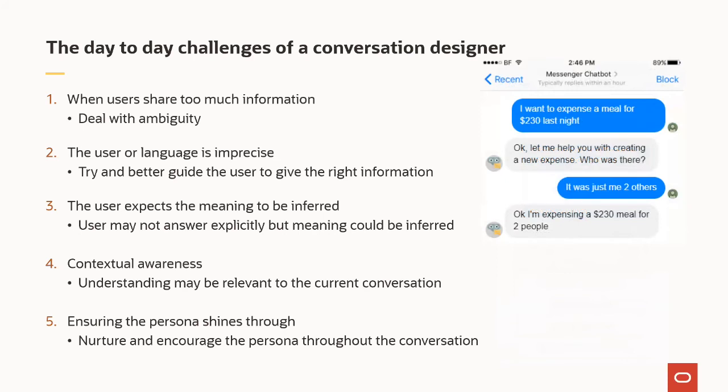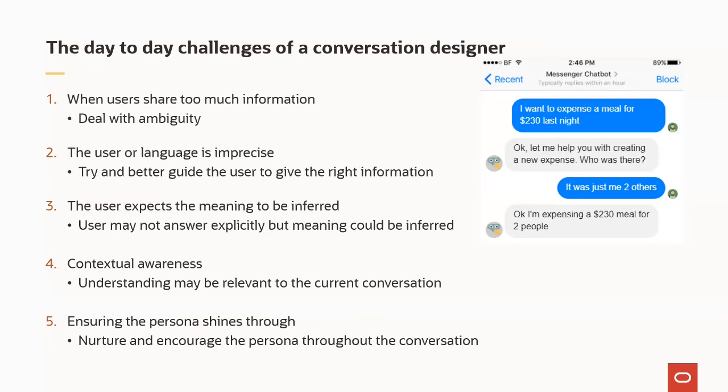Language is imprecise. I wanted to expense a meal for $230 last night. Who was there? It was me and 2 others. Okay, I'm expensing a meal for 2 people. That's not what it said. But of course, the bot has seen the number 2, and those of you who have built bots will know it's extracted that entity 2, but it's not right. Now, how do we deal with that? That's a pretty tough problem to understand that it was actually 3, not 2.